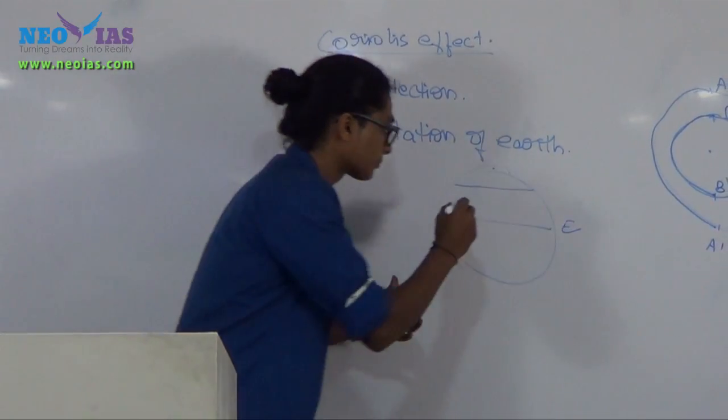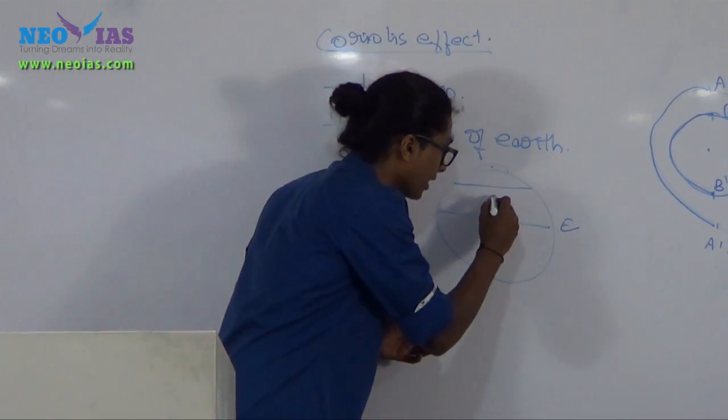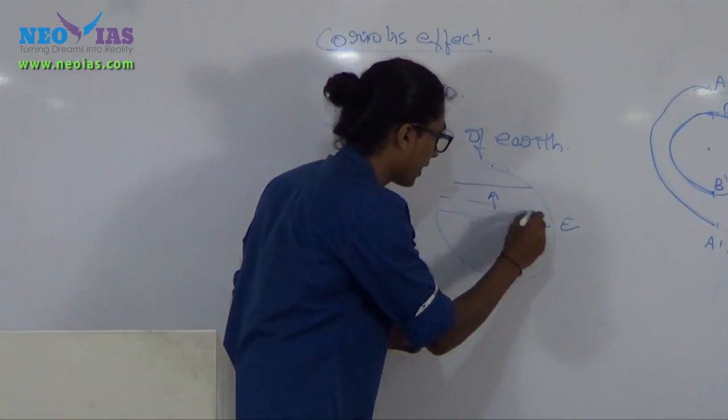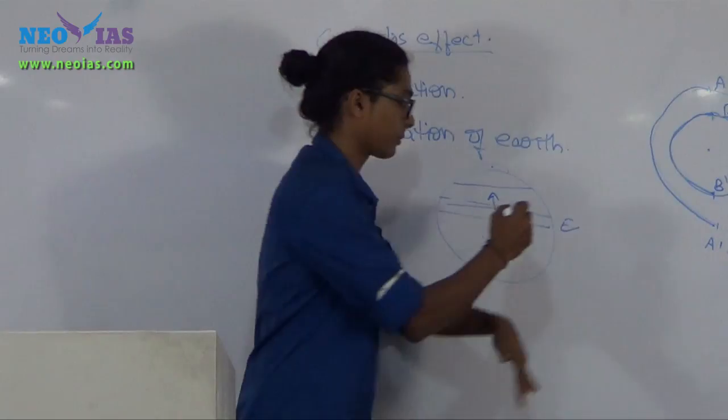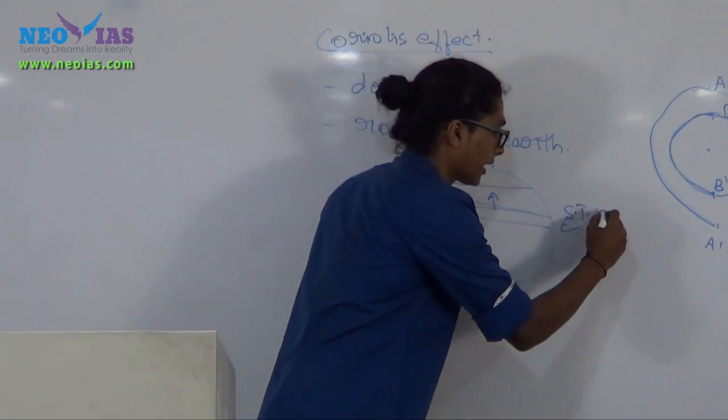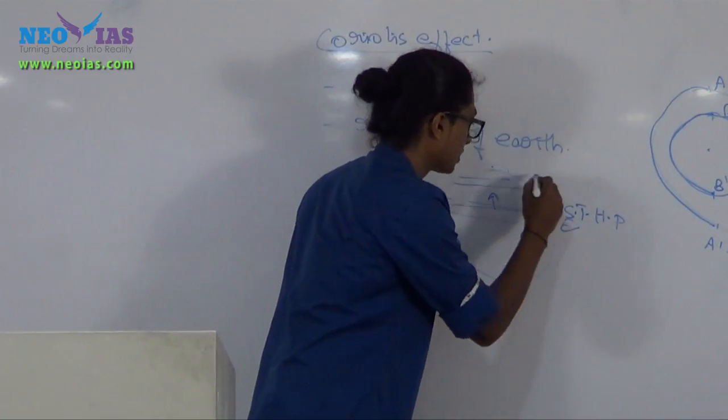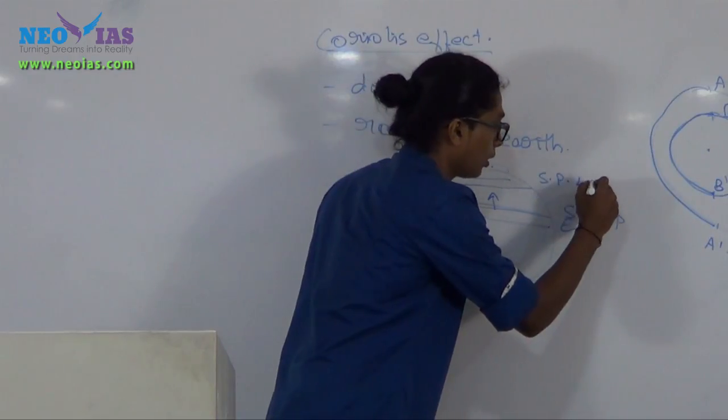Now suppose a wind is moving from a high pressure region which is situated near the equator, say the subtropical high pressure belt, towards the subpolar low pressure belt.